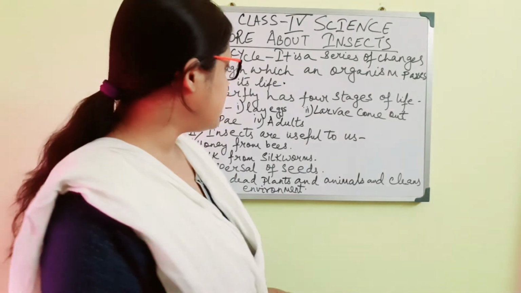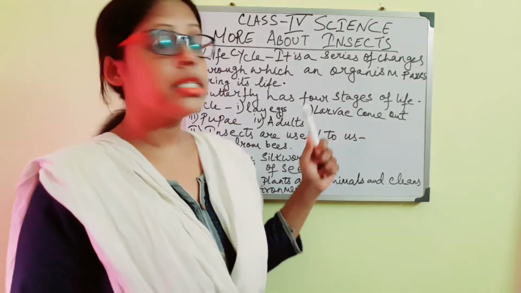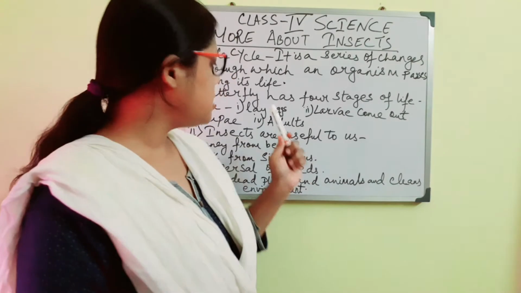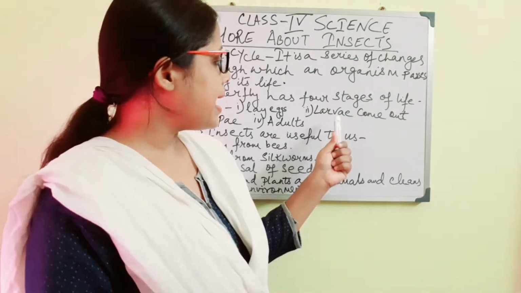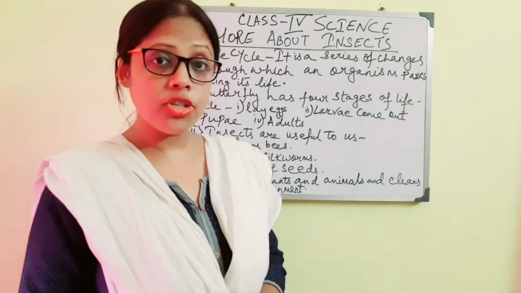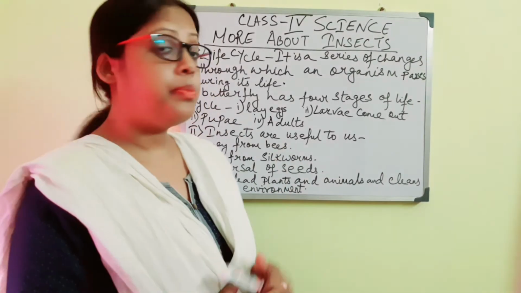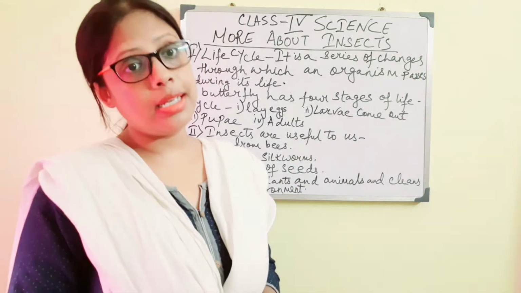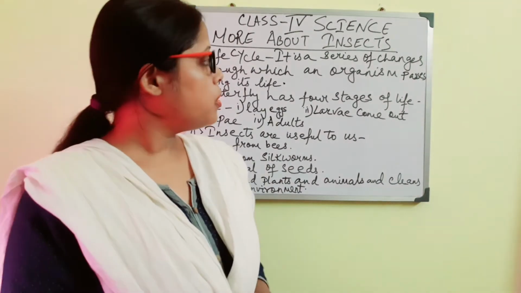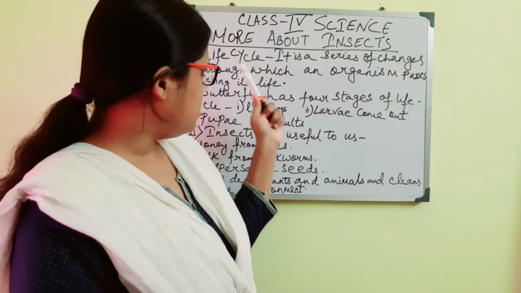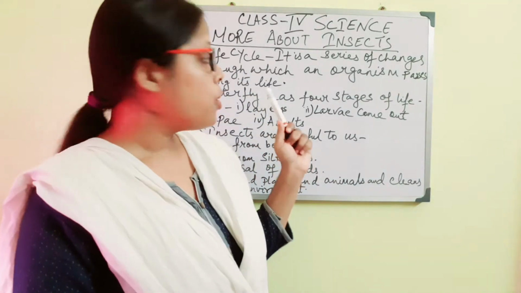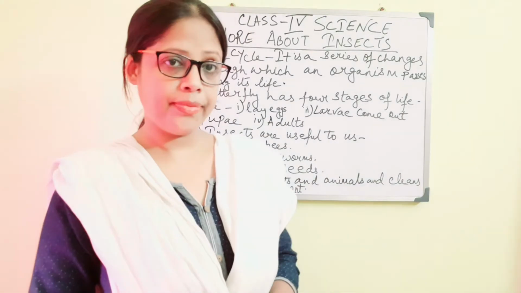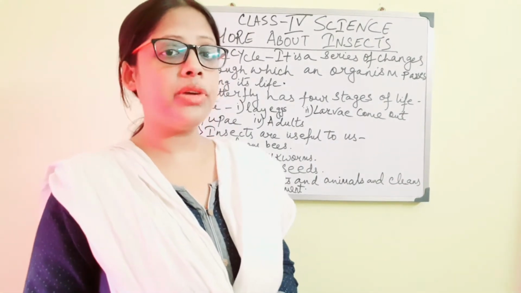Now we can see that a butterfly has 4 stages of life. First, they lay eggs. Second is the larva stage. Third is the pupa stage. And the final stage is the adult stage. So, a butterfly goes through 4 stages of life cycle. I hope it is clear to you, children.